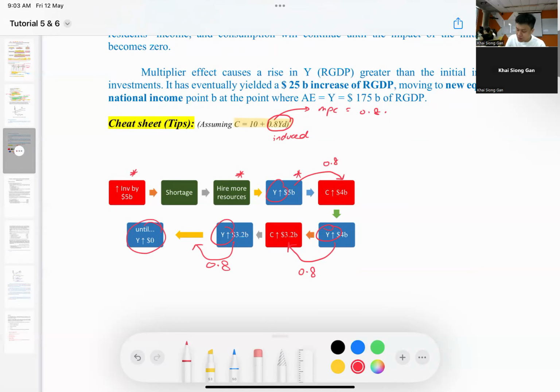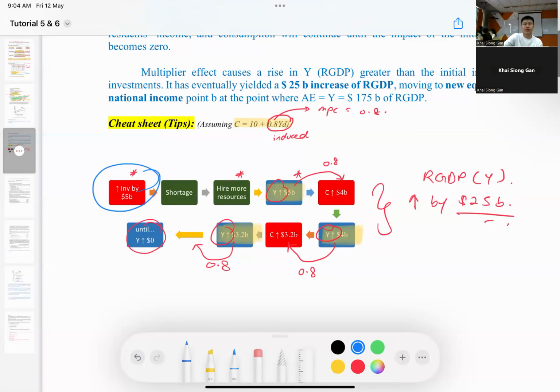So totaled up, it will result in a total increase of 25 billion in real GDP. So here, the increases are 5 billion, 4 billion, 3.2 billion, and so on. At the end, my total output, the real GDP, which is my Y, will increase by 25 billion, although the initial injection is only 5 billion. That's what I mean by the multiplier effect, which depends on the marginal propensity to consume. 80% of it will be spent.